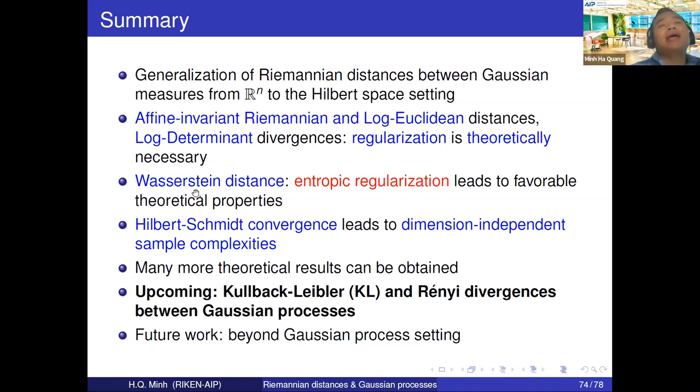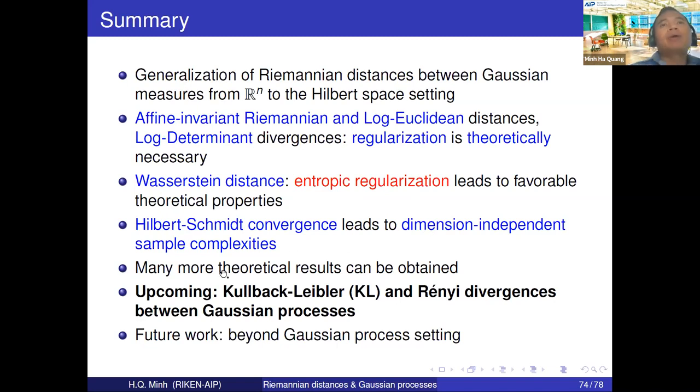And we talked about the Bessel-Stein distance and its entropic version, and we can see that the entropic regularization leads to some very nice theoretical properties, for example, dimension independent sample complexities. It has some other nice properties as well, apart from this dimension independent sample complexity. And many more theoretical results can be derived as well.